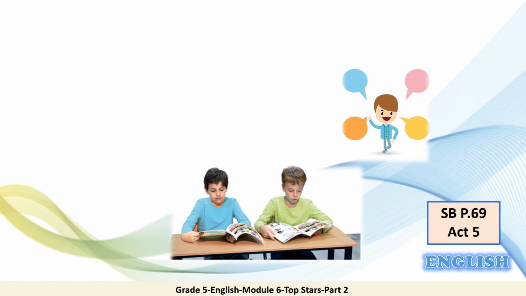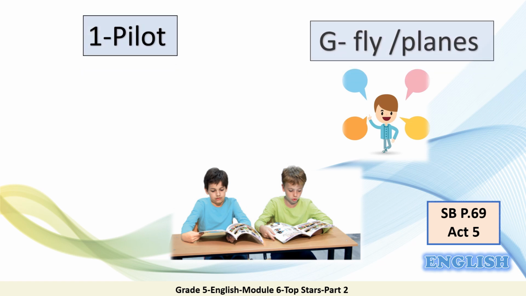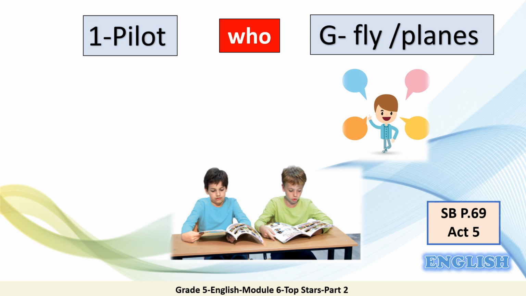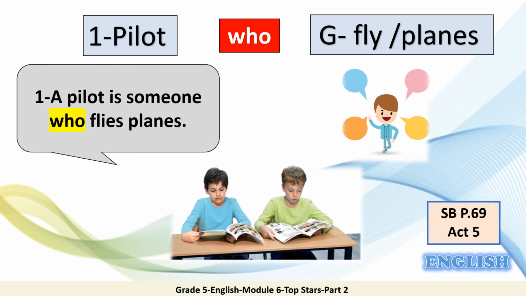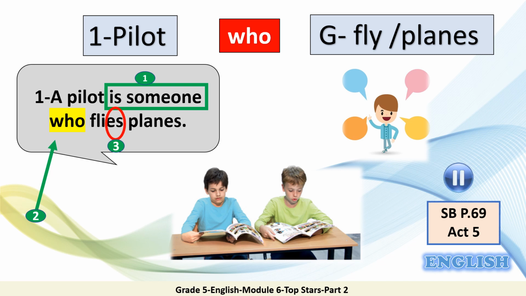After matching, I will say a sentence using the relative pronoun who. We matched already one, pilot with G, fly planes. Look. A pilot is someone who flies planes. Focus more. Is someone. Then I add who. I never forget to add s to the verb. So it's very easy. It's your turn now.